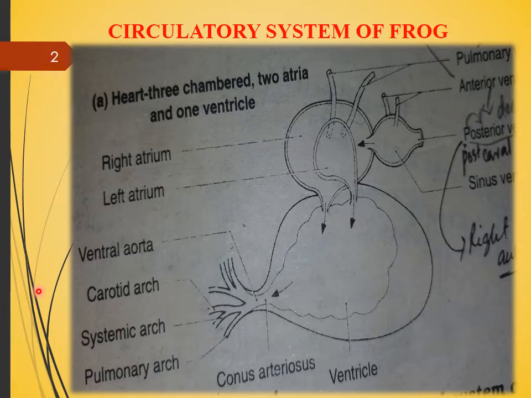Incomplete double circuit system is present in amphibians, almost all amphibians and reptiles except crocodiles and alligators. Here we will discuss the frog heart. This one is known as the sinus venosus. Sinus venosus collects the venous blood from the anterior and posterior vena cava.